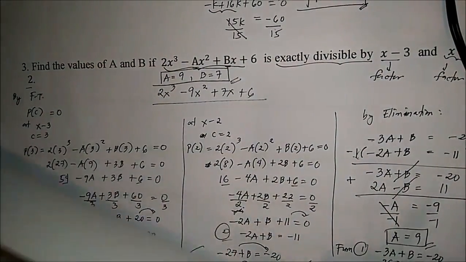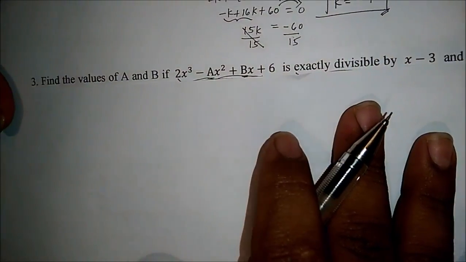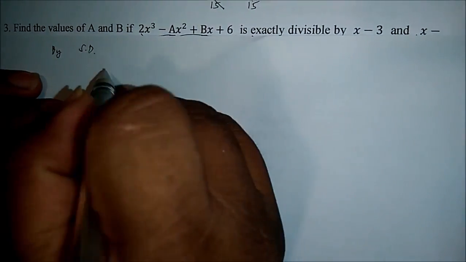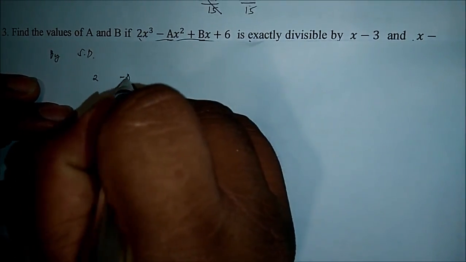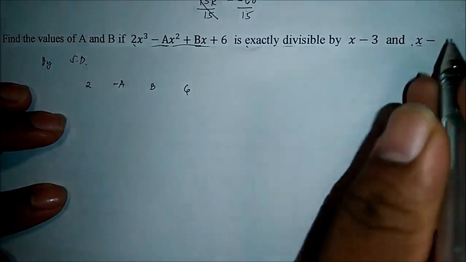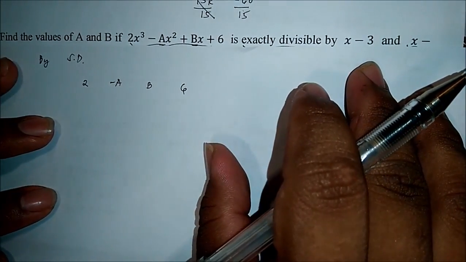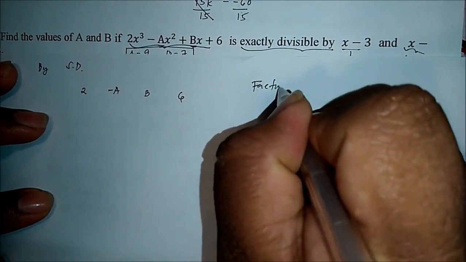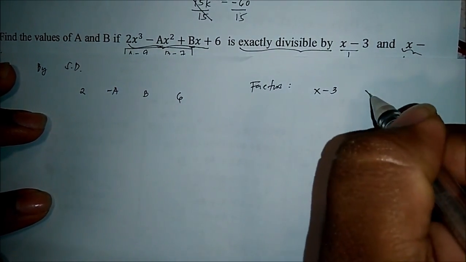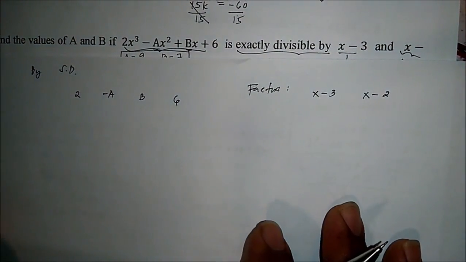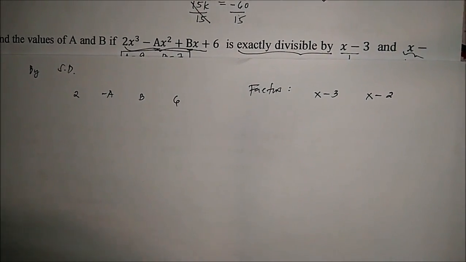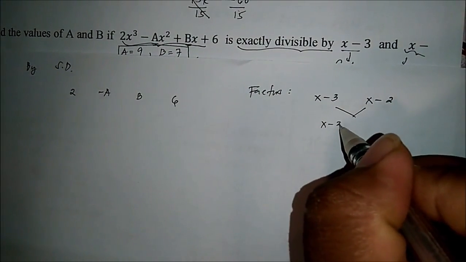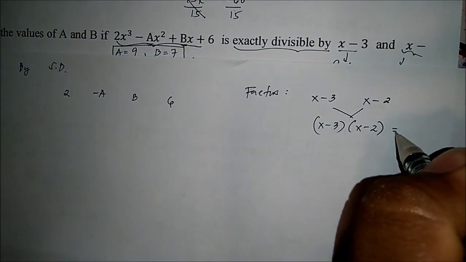Okay. So, by synthetic division, ilista natin yung coefficients. So, we have 2, negative a, positive b, positive 6. And we have two factors, x minus 3 and x minus 2. So, ang factors natin ay x minus 3 and x minus 2. So, anong gagawin natin? Ganito lang yan. Pwede nating isa-isahin, no? Or, we can multiply x minus 3 times x minus 2, since pareho naman silang factor.